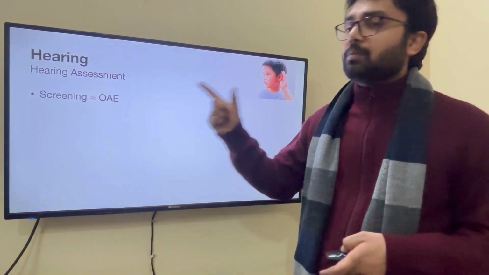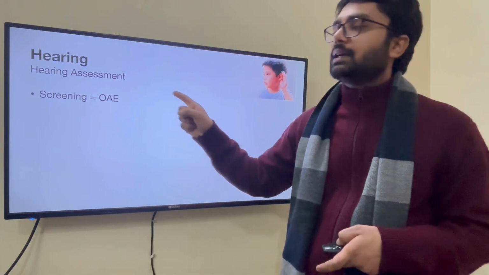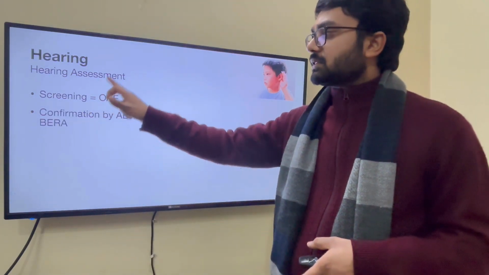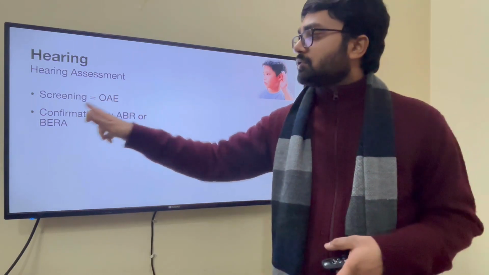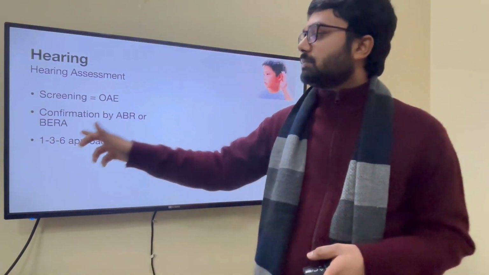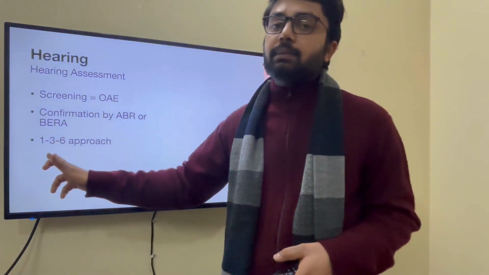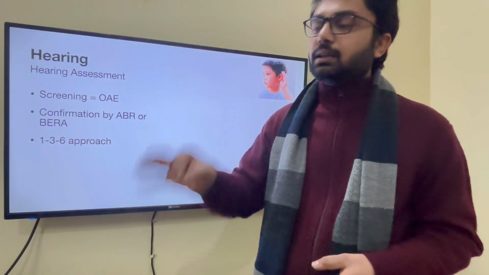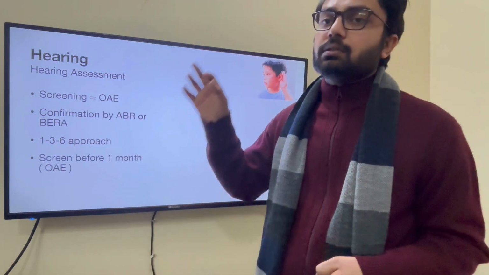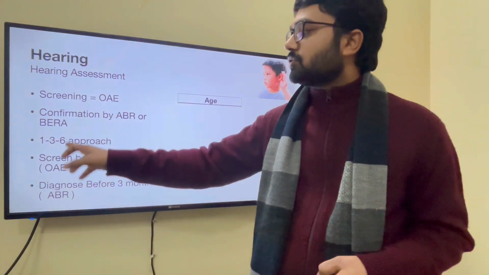One important thing in hearing assessment is that every newborn should undergo screening with OAE, that is otoacoustic emission. It is a simple screening test. If any defect is found in OAE, then we should confirm that by ABR or BERA. So we follow an approach of 1-3-6: by 1 month the child should be screened by OAE, at 3 months there should be confirmation through BERA that the child has a hearing defect, and before 6 months the child should start treatment. Screen before 1 month, diagnose before 3 months, and treatment should start before 6 months.